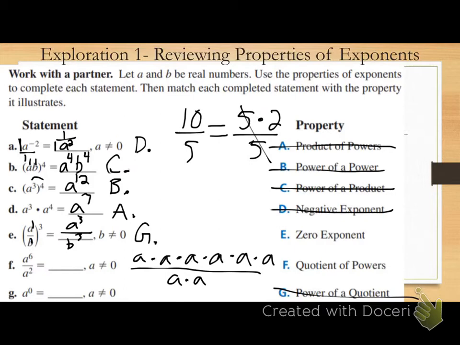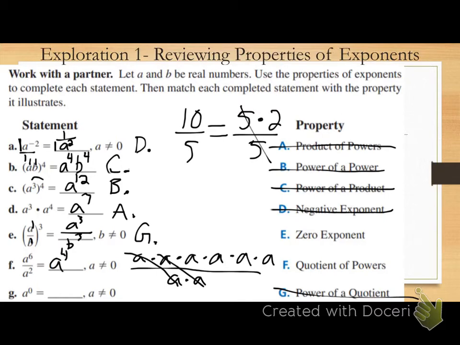So if I have one thing up top, but I have that thing down in the bottom as well, I can cancel it out. So here, I can cancel an A up top with an A downstairs, and I can cancel another A up top with another A downstairs. Can I cancel any more A's? No, because all the ones on the bottom are used. So how many A's am I left with up top? 4. So it'd be A to the fourth.